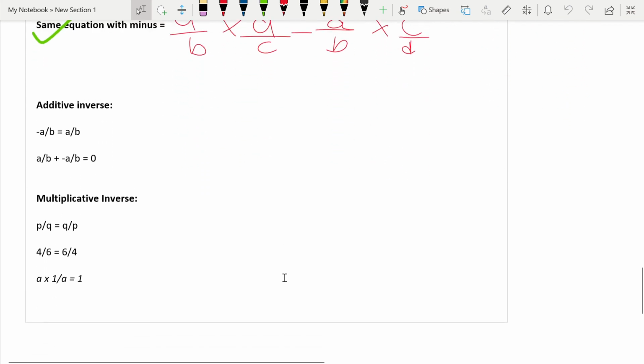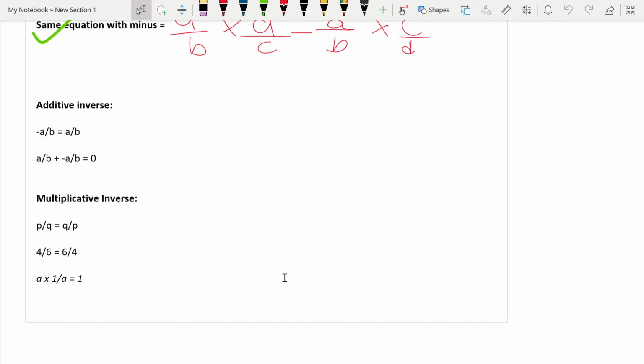Now additive inverse is basically minus a by b will equal up to a by b, or if you have minus 4 is equal to plus 4, because the formula here is that a by b plus minus a by b is equal to 0, meaning 4 plus minus 4 is equal to 0.